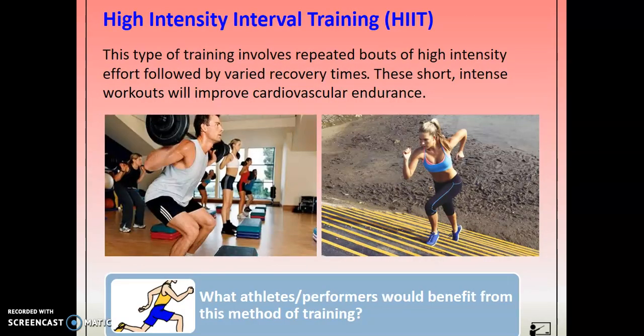HIIT training then. So it involves high intensity effort. That's what it stands for, high intensity interval training. So it's a type of interval training. Short intense bursts. So it kind of combines interval training and circuit training.